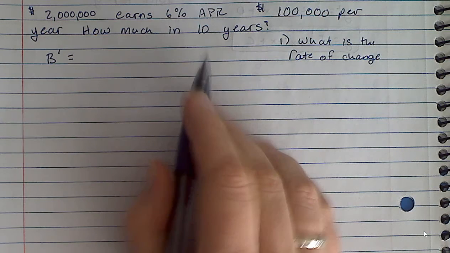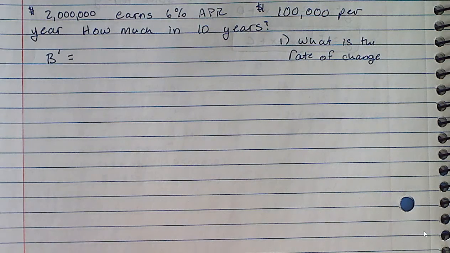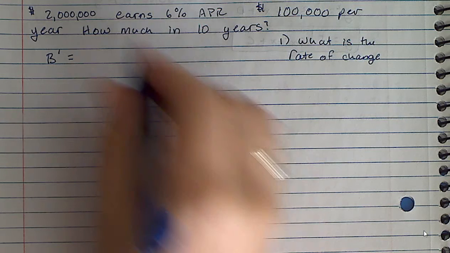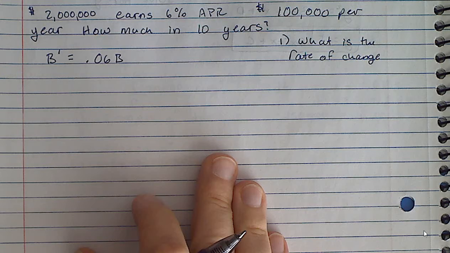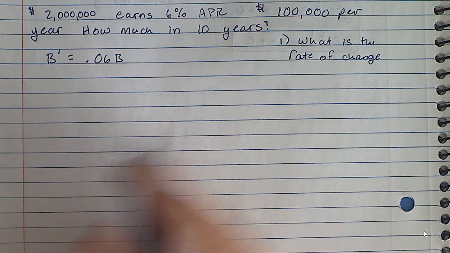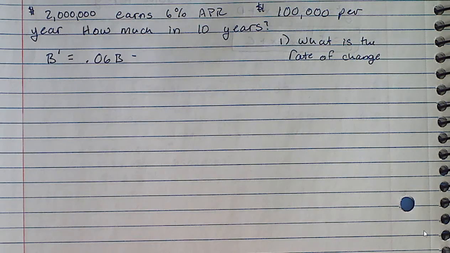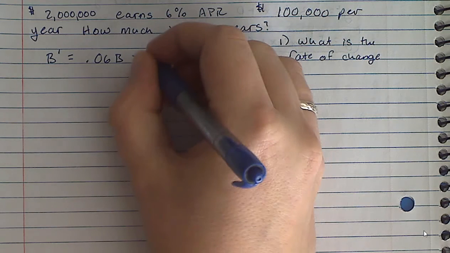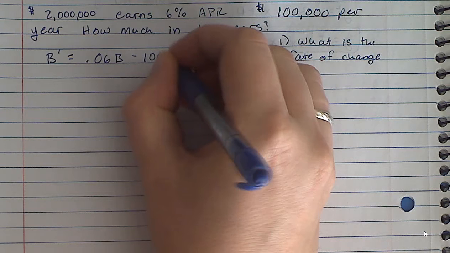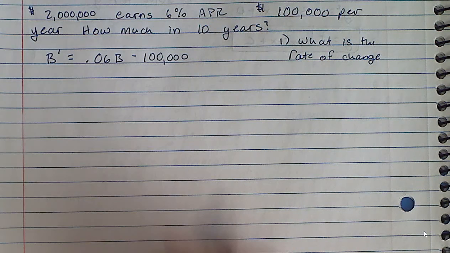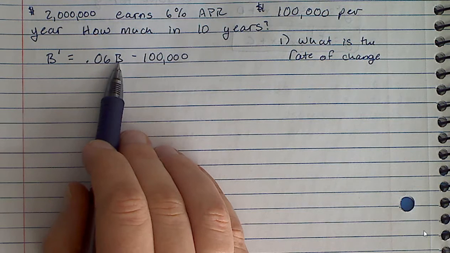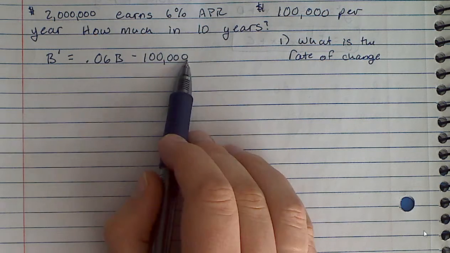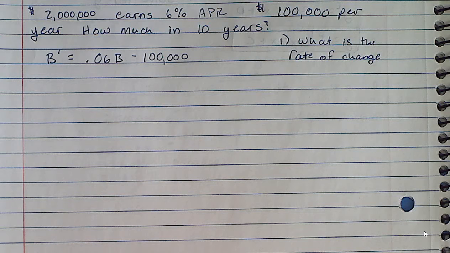so 6%, what's that as a decimal, James? 0.06. So I'm going to do 0.06 of the balance is how much I'm going to add back onto it. And then I'm also going to subtract from it how much? 100,000. So I'm taking my balance, and each year I'm adding on 6% of the balance, and I'm also subtracting from it $100,000. So that's how much the rate of change is each year.